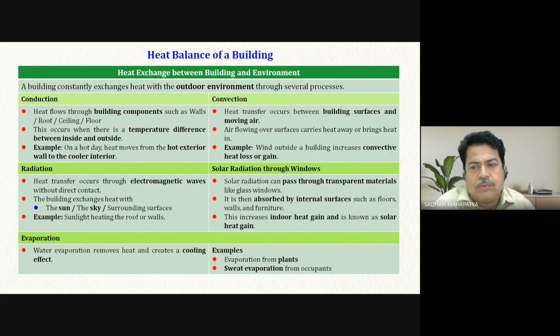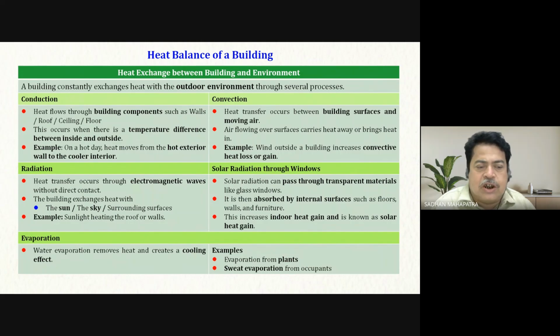Second process, convection. The heat transfer occurs between the building surface and the moving air. Air flowing over the surface carries heat away or brings heat in. This will always be vice versa, whether we are looking at heat gain or heat loss. When we are talking about a warm and humid climate, basically we try to understand the heat gain. When it is in a cold environment, then basically it is heat loss. For example, wind outside a building increases the convective heat loss or gain.